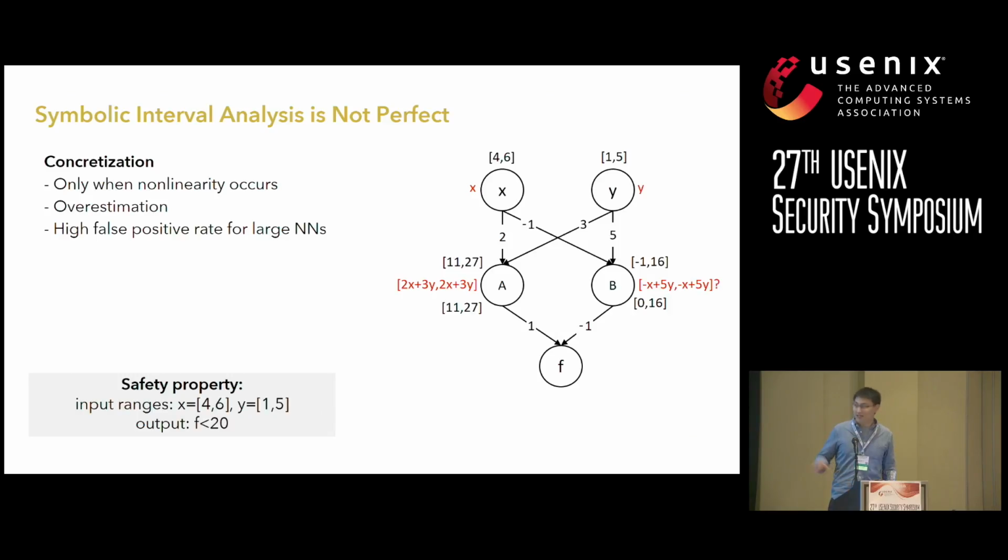Okay, so consider the same safety property, but with another neural network with a slightly changed weight of hidden node B. Then here, the symbolic interval of B cannot be kept because nonlinearity truly occurs, so we have to concretize it as 0 to 16. And we propagate to the output and get a range of -5 to 27. So no guarantee can be given for this property anymore.